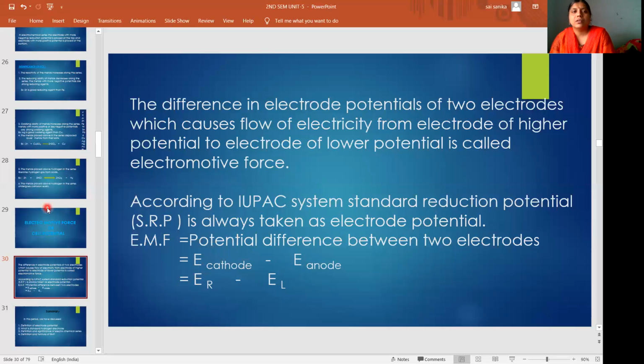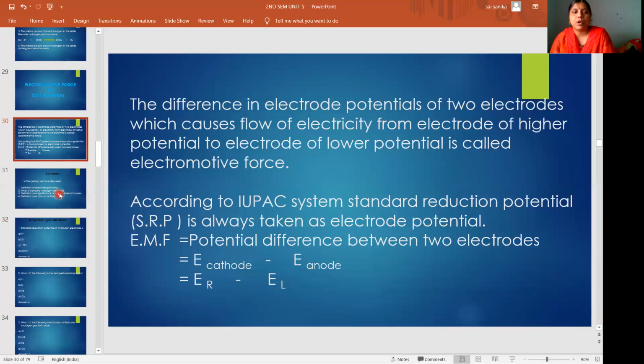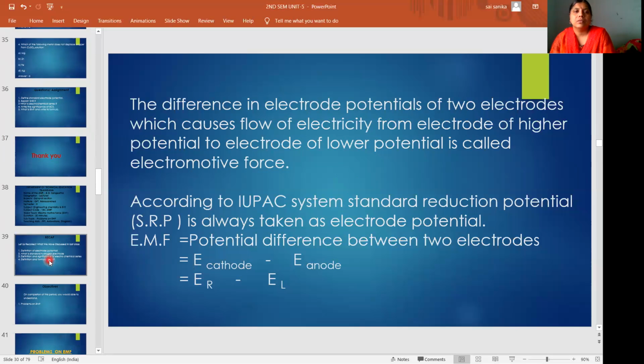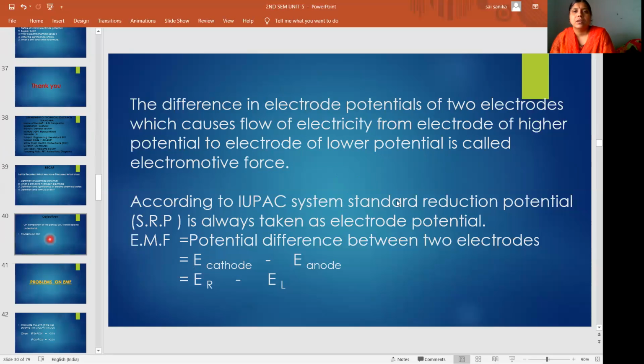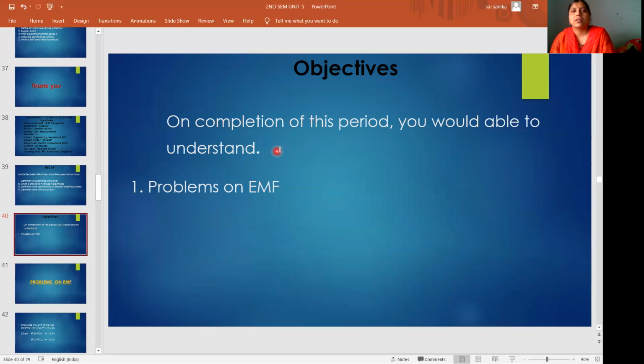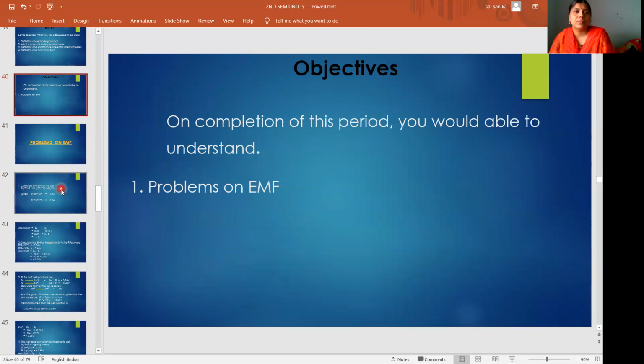Today our topic is problems on EMF. If you remember this formula, you can do the problems easily. The objective is that on completion of this period, you would be able to understand problems on EMF. Very simple problems. We'll see a few problems.